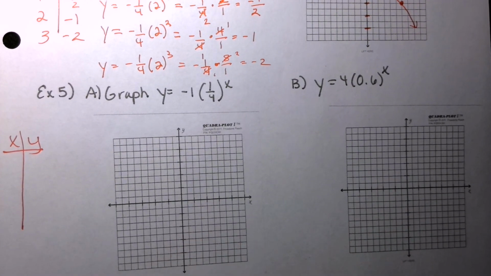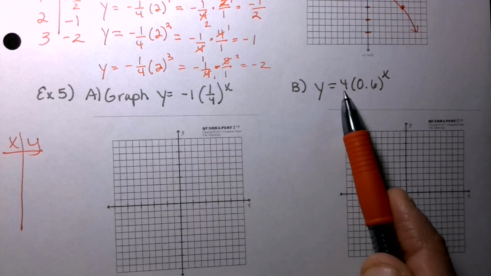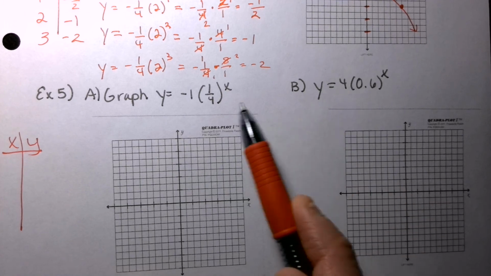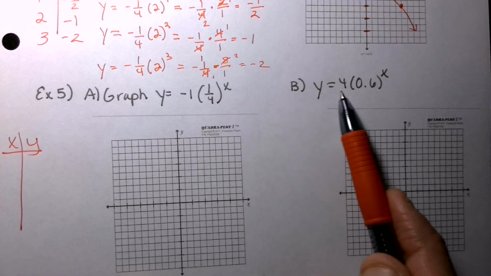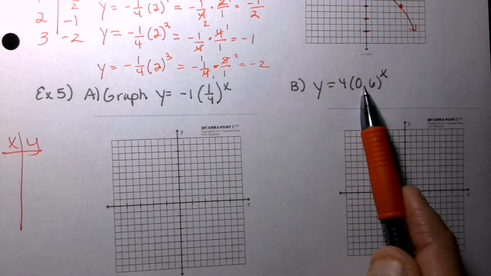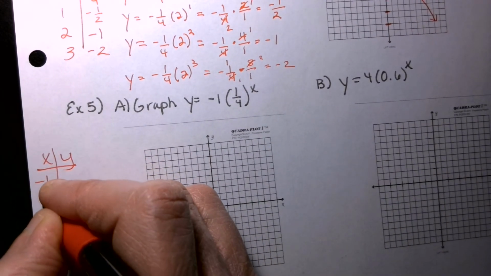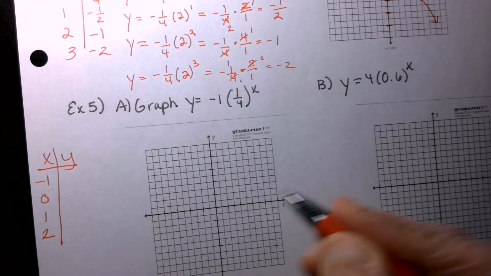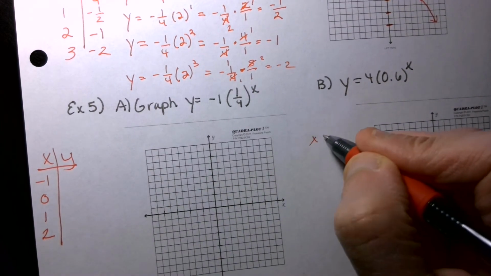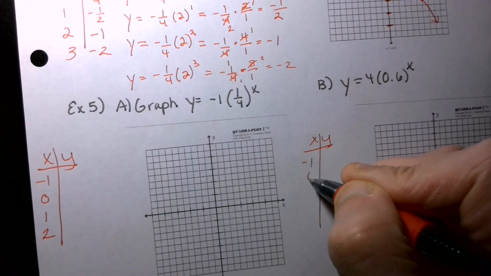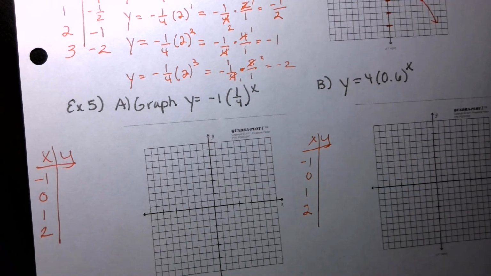All right, well, let's take a look at this. So look at here, we got a negative and a positive here. Both of these are small numbers though. They're both between 0 and 1. So let's see what happens with that. All right, so negative 1, 0, 1, and 2. Go over to this one too. Negative 1, 0, 1, and 2.